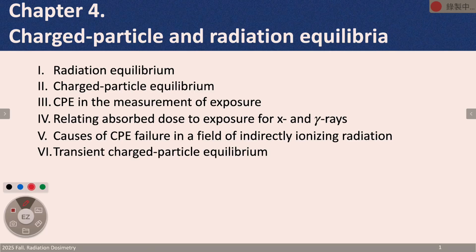So today we will talk about chapter 4. It's about charged particle equilibrium and radiation equilibrium. This kind of equilibrium relates to radiation detection and radiation dosimetry. This is very important in this chapter because we have some assumptions in the dosimetry calculation and measurement. So we need to know what conditions should be achieved, and then this theory can be applied to different situations.